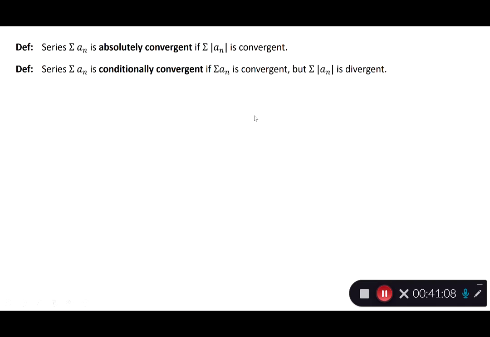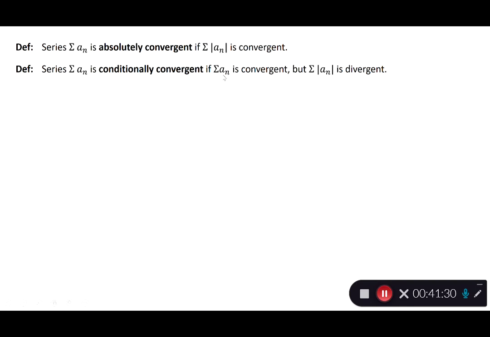Do we know of any conditionally convergent series? Think about it. If you said the alternating harmonic series, you are absolutely right. Pat yourself on the back.